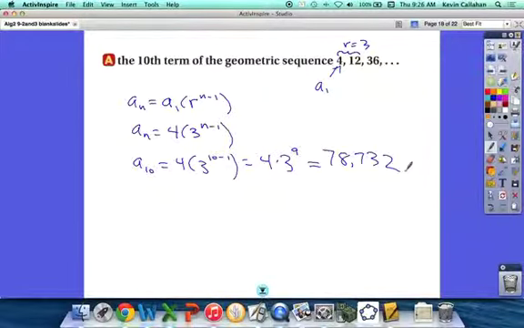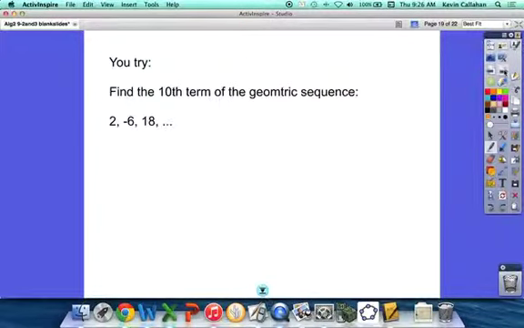And yes, if all it asked was for the 10th term in the sequence, you could have plugged in the 10 right there at that step. But if it asks for the formula, you've got to have that step where you show a formula for a_n, right? Not that you've already plugged in. So find the 10th term of that sequence. 2, negative 6, 18.